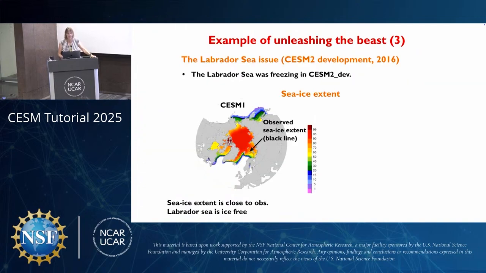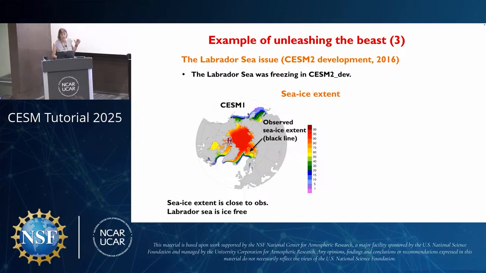The last example that I want to show you is from the CSM2 development. When we started to couple everything together, we had a problem with the Labrador Sea. Here I'm showing you the observed sea ice extent. If you look here, you have a very thin black line, and this is where the sea ice is stopping.